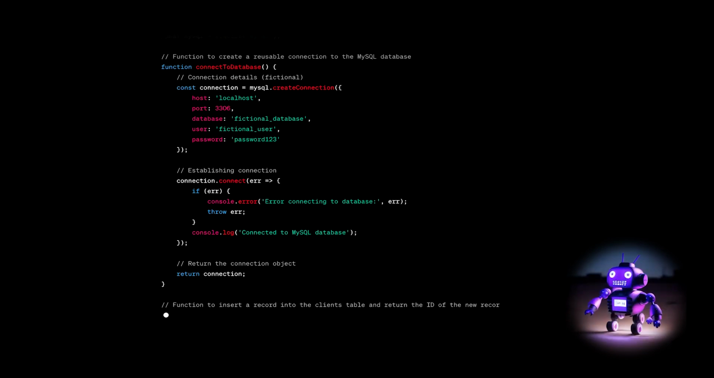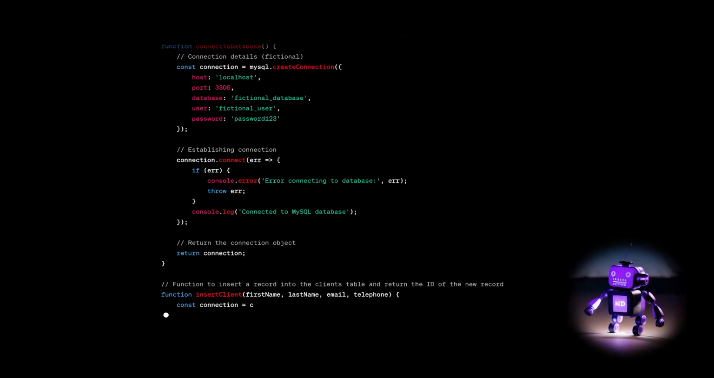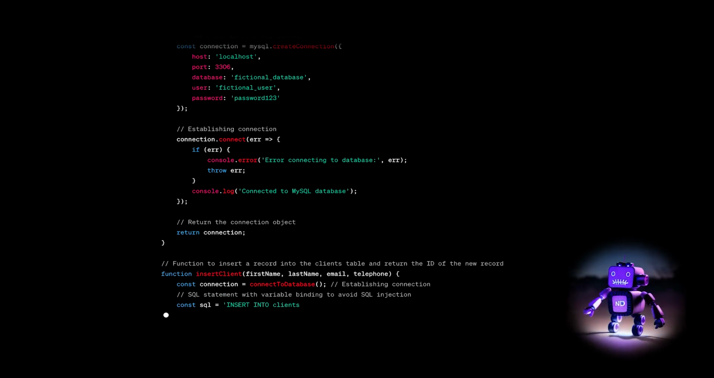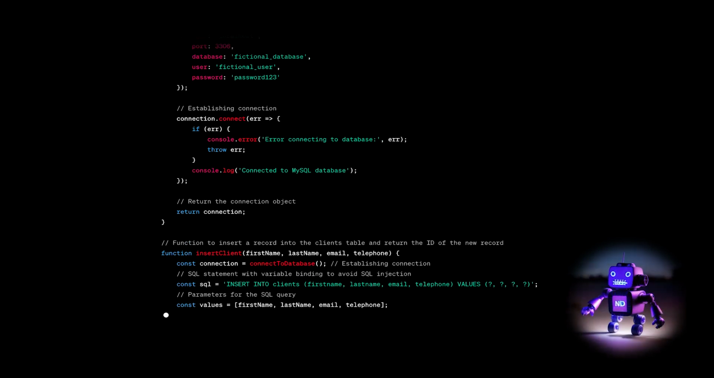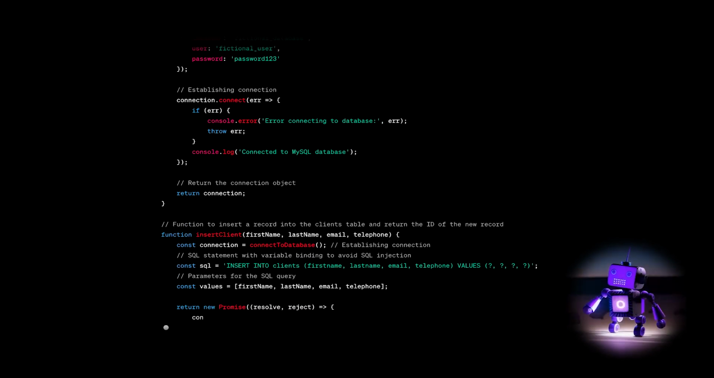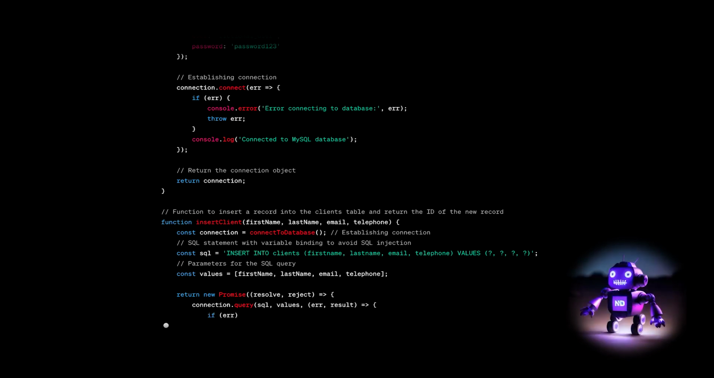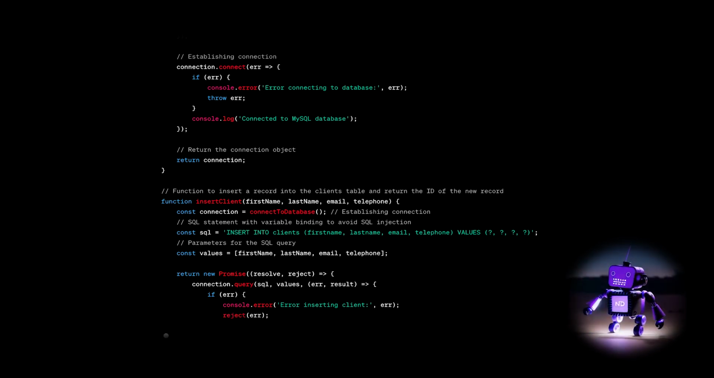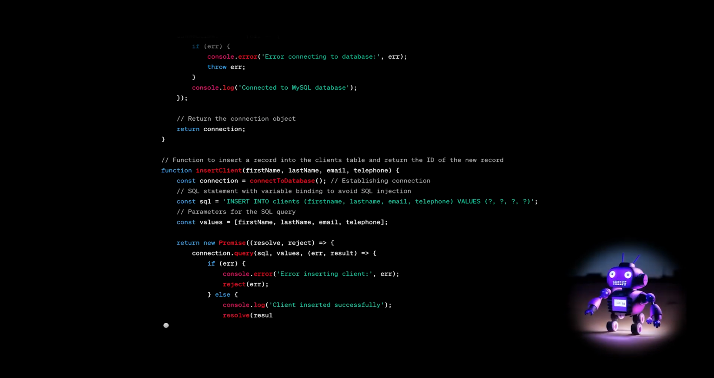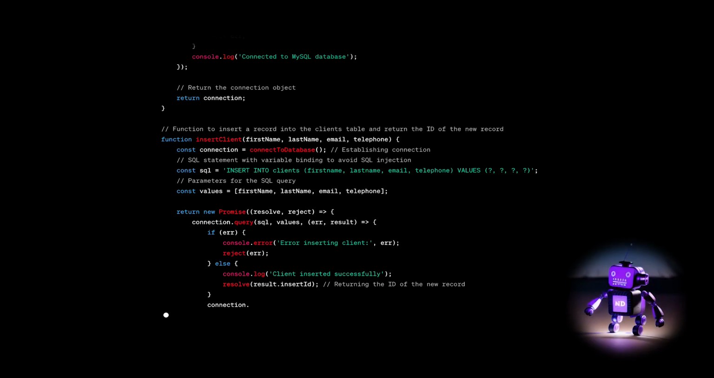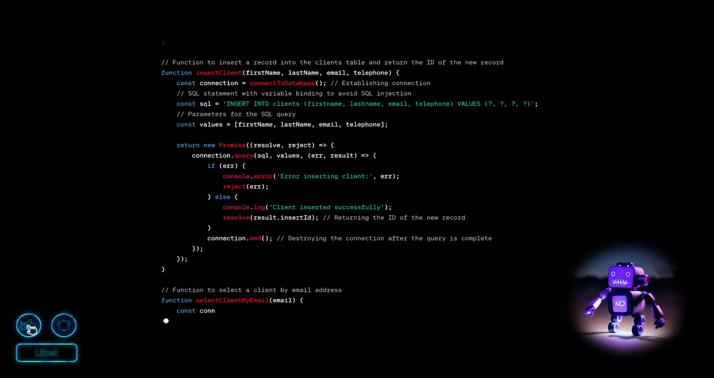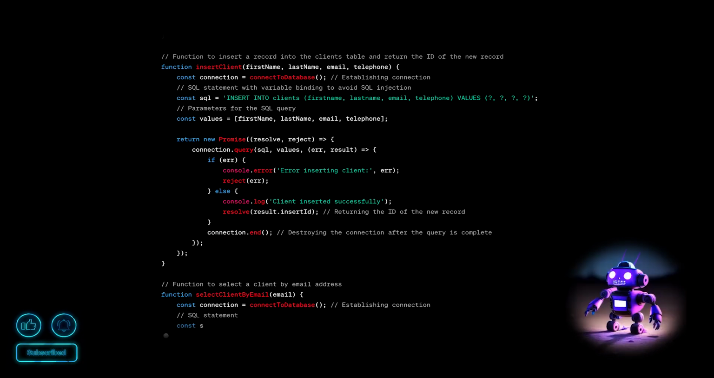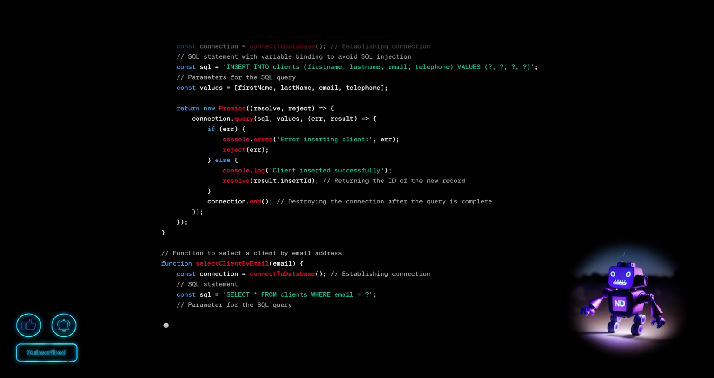It's crucial to create a reusable function for connecting to the database, as it helps in managing connections efficiently and reduces code duplication. Moving on, we have a function called insertClient, which inserts a new record into the client's table in the database. This function takes 4 parameters: first name, last name, email, and telephone, representing the client's details. Inside this function, we construct an SQL insert query with variable binding to prevent SQL injection attacks. Once the query is executed successfully, the function returns the ID of the newly inserted record.